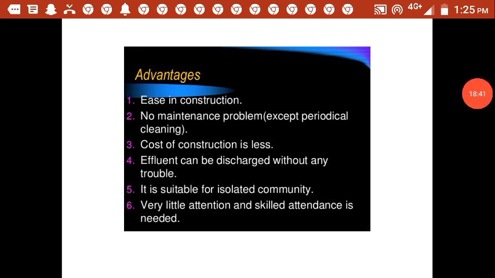So the remaining things we will cover in the next class. Mostly in the next class we will start with the estimation part of the water tank, the soak pit and septic tank, followed by the manholes. Thank you.